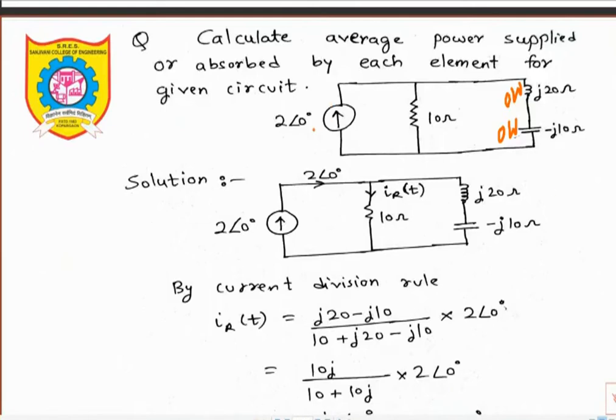Okay. So here one current source is there. This current is getting divided into IR of t and into this inductor-capacitor combination. So by the current division rule, I can get the value of IR of t. IR of t equals the opposite impedance, J20 minus J10, these two are in series, divided by the total impedance. Total impedance is J20 minus J10 plus 10, into the total current. Total current is 2 angle 0 degree.